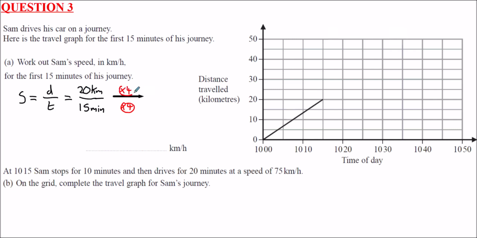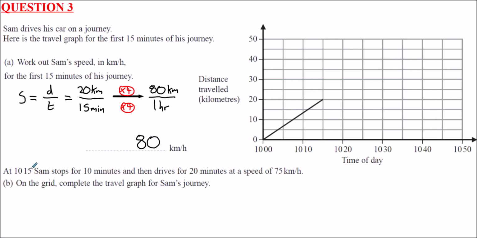So 20 times 4 is 80 kilometres, and 15 minutes times 4 is 1 hour. So he must do 80 kilometres in 1 hour, which by definition is 80 kilometres per hour. So the answer to part A is simply 80 kilometres per hour.